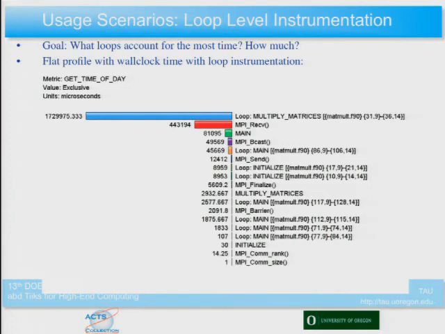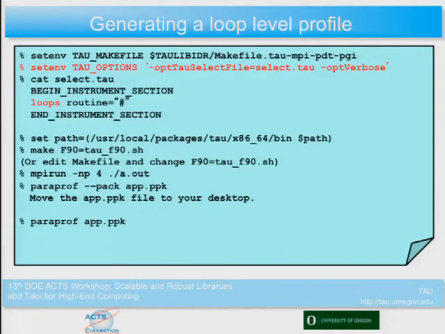I'll look at this for creating loop level data. And here is an example of a selective instrumentation file. I'm just saying instrument loops in all the routines. And then I pass that file as one of the TAU options. I'm saying, here's the selective instrumentation file that details what should be instrumented. Then I compile it, I run it, and generate the performance data.